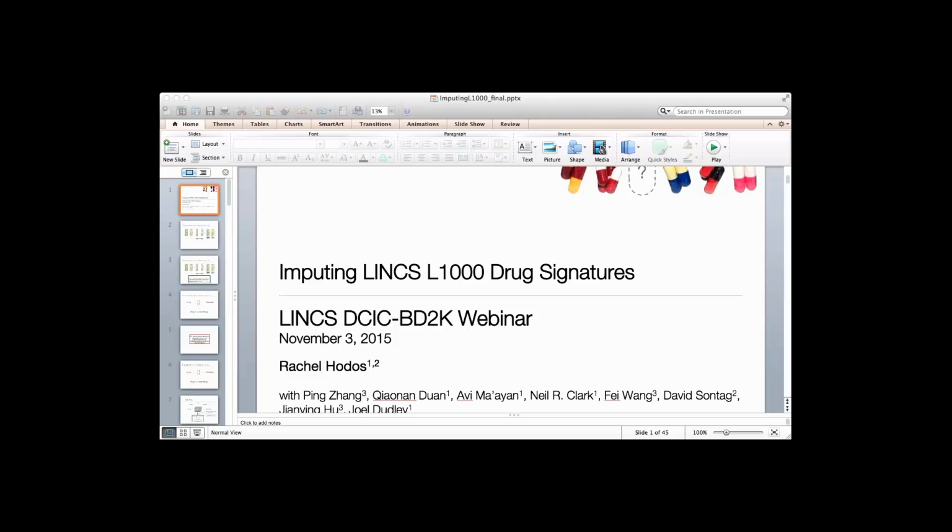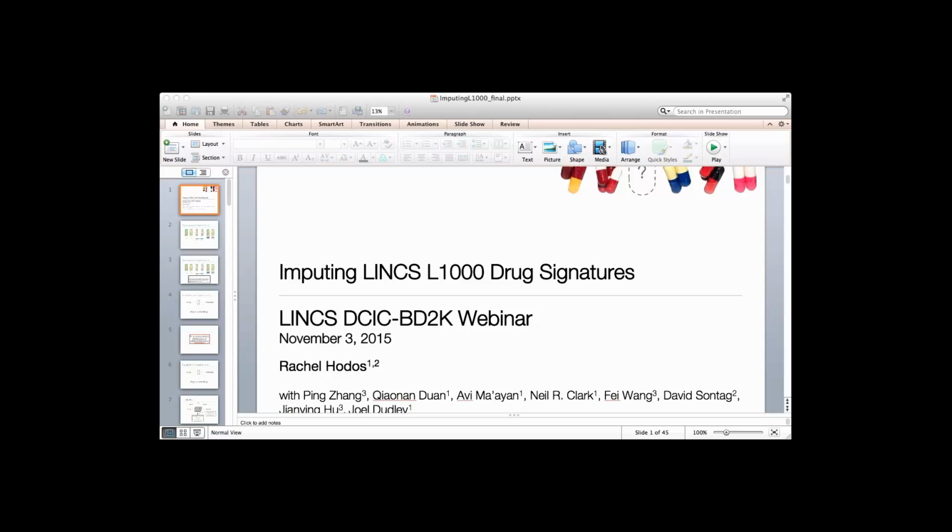So I will be talking about imputing LINCS L1000 drug signatures, and I am a PhD student under Joel Dudley, who I think all of you know, he's co-director of the Mount Sinai KMC. And this work is in collaboration with some folks over at IBM TJ Watson Research Center, as well as with Avi Ma'ayan and a couple of members of his lab, and under the guidance of both of my advisors, David Sontag at NYU and Joel Dudley.